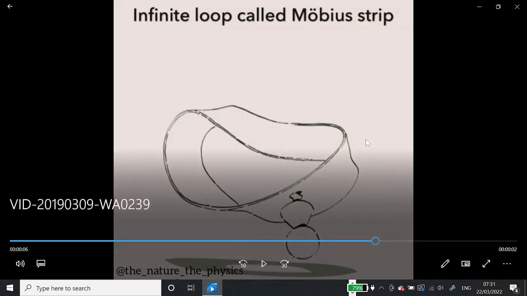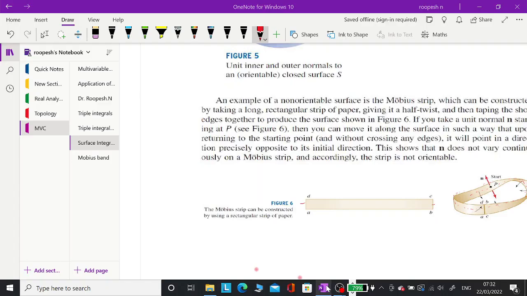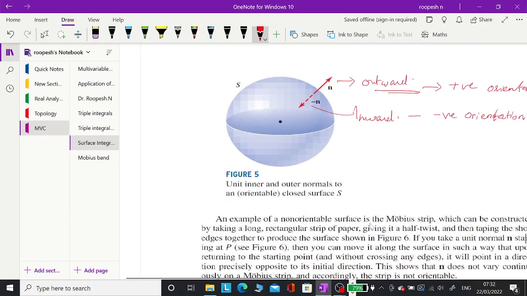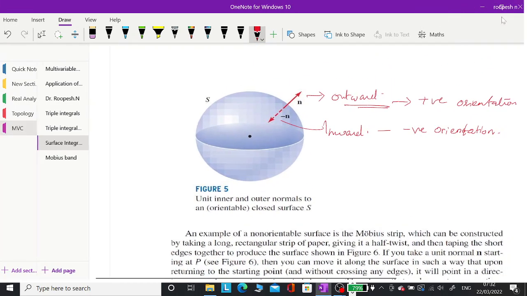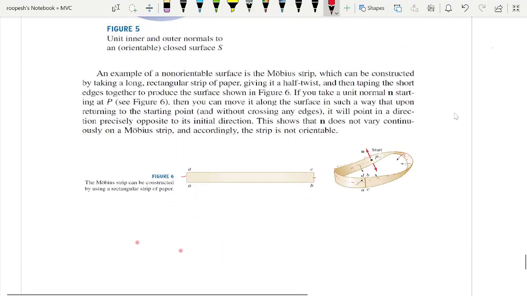That means we cannot give an orientation as per our normal definition. We cannot give such an orientation to the Mobius strip. So the Mobius strip is an example of a non-orientable surface.